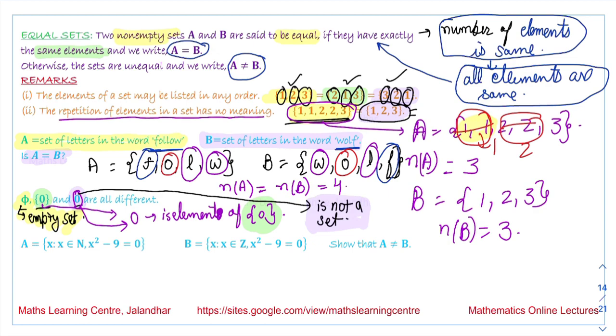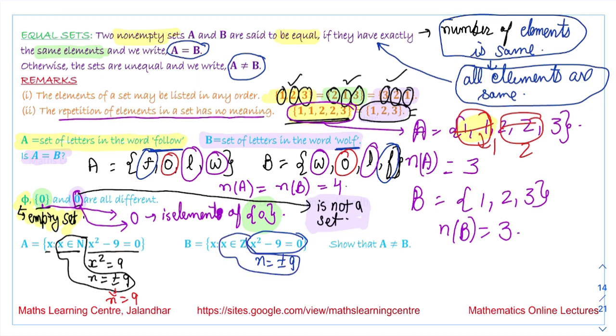Next, two sets are given to us. One is the set A, which is {x such that x is a natural number and x square minus 9 is equal to 0}. So we are saying x square is equal to 9, x is equal to plus minus 3. Second, we have x square minus 9 is equal to 0 again, so x is equal to plus minus 3.